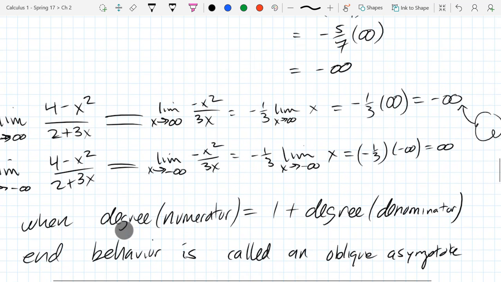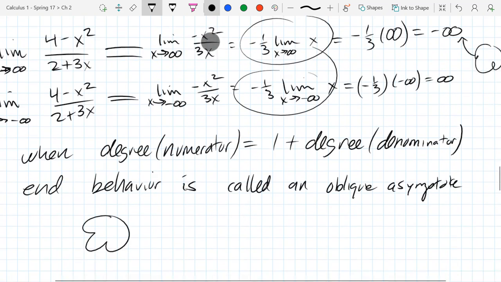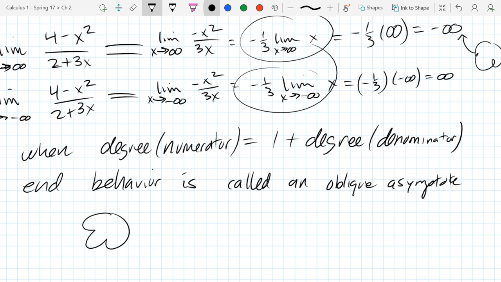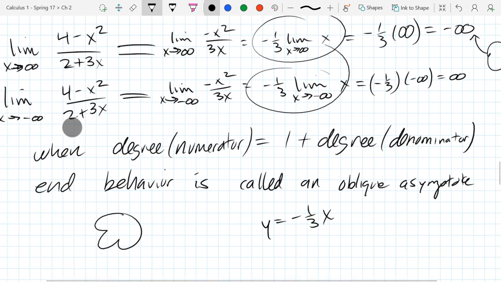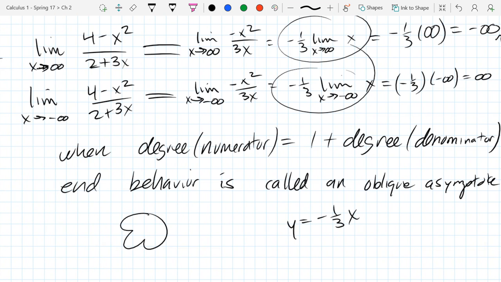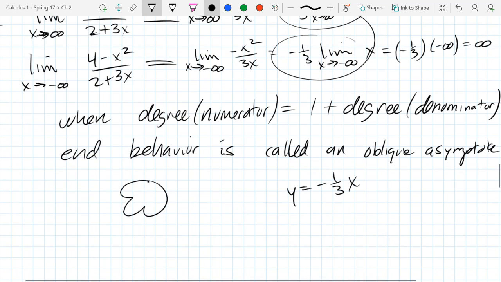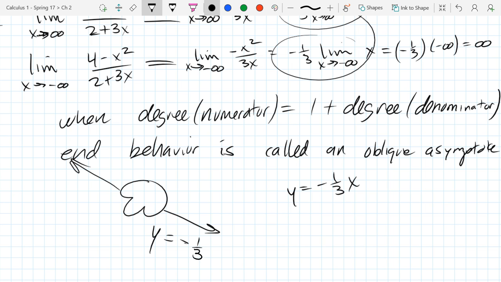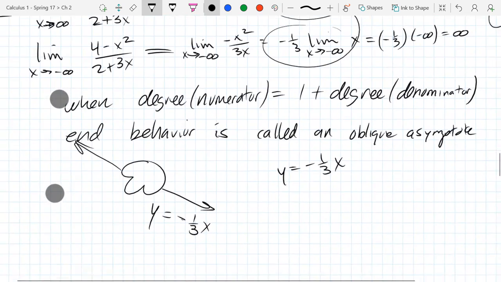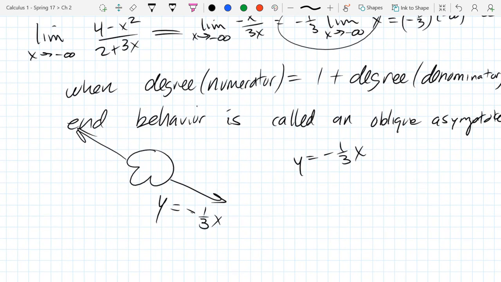And if you look right here, both of these, you can see it happening. Your asymptote is going to have a slope of negative one-third. And what does a line with a slope negative one-third look like? It's going to look something like this as end behavior. So if you drew your graph, you could get very precise about your end behavior.